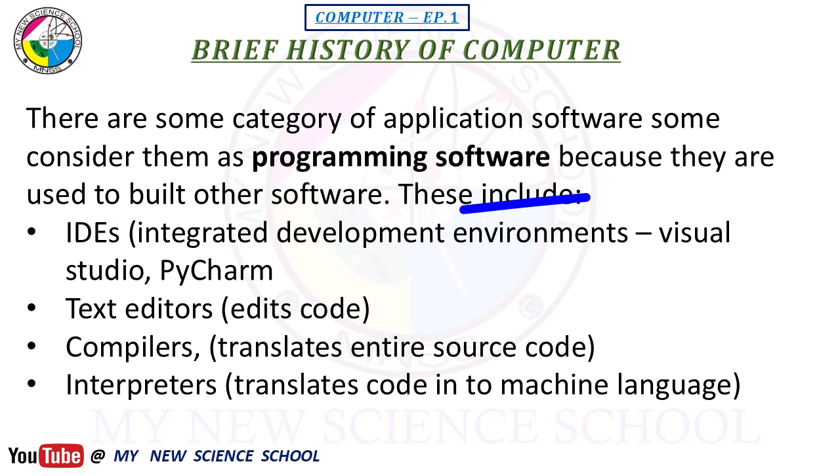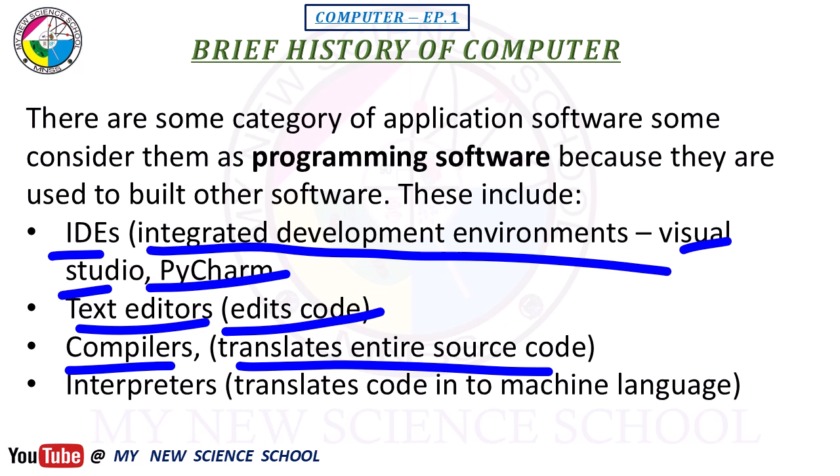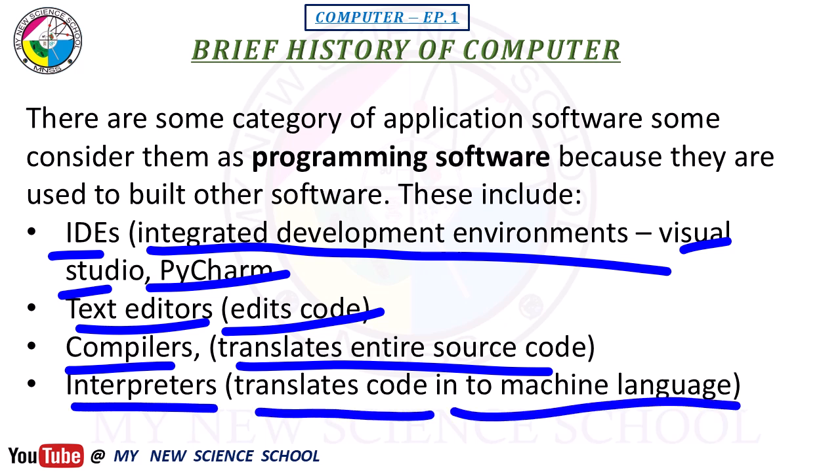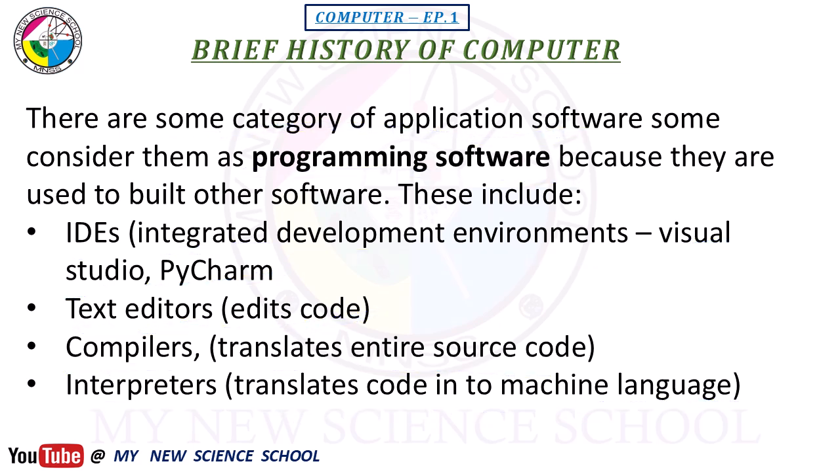So these include IDE, which is Integrated Development Environment, then Visual Studio, then Python, and text editor for editing code, then compiler for translating entire source code, then interpreter to translate code into machine language. These are another category of application software, which are called system programming software.